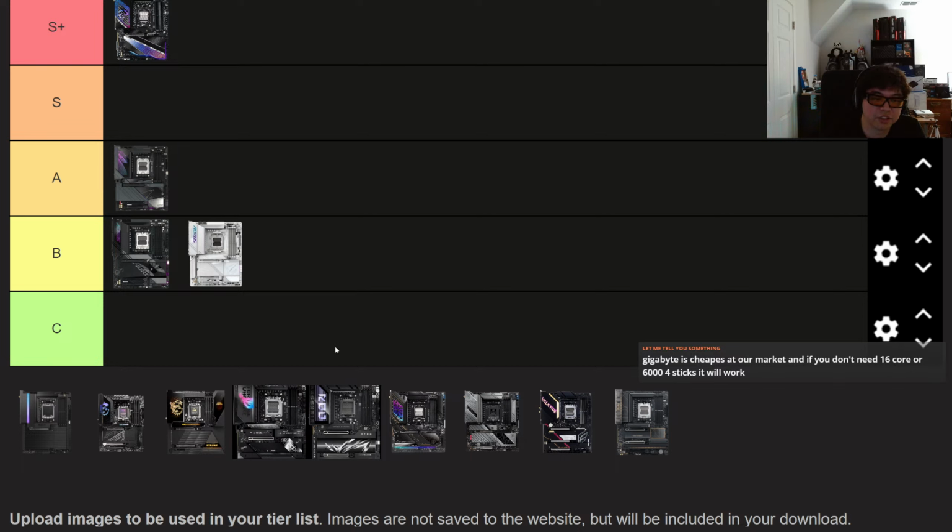Gigabyte is cheapest at your market, and if you don't need 16 core or 4 sticks at 6,000, it will work. Yeah, Master is 8 layers, though. Don't forget, this is 8 layer. So this one is better than the other 2 Gigabytes.